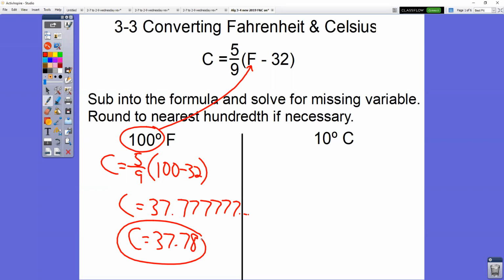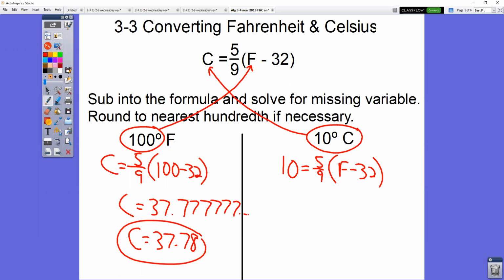The next one is 10 degrees Celsius. So instead of subbing it in for the F, this time you're given the C value. So you're going to sub it into C in the formula. So instead of C equals, we're going to have 10 equals. And then you have 5/9 times (F minus 32). So you have the rest of the formula.